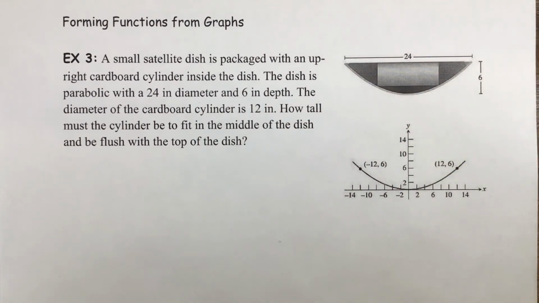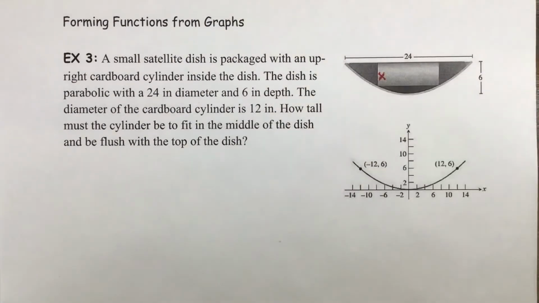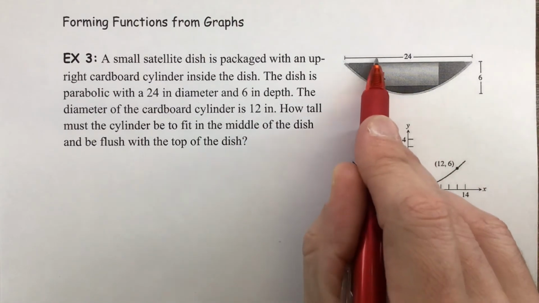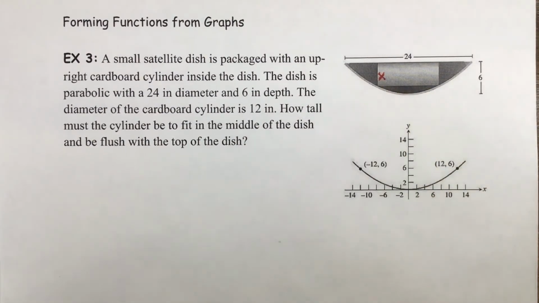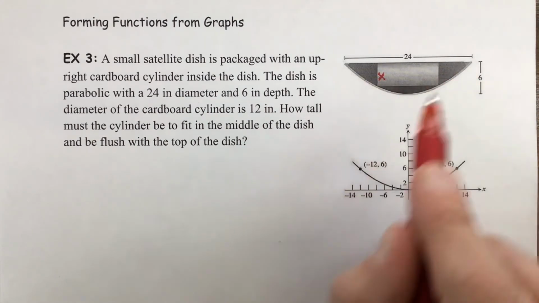The question wants us to figure out how tall the cylinder must be. So the height of the cylinder, that'll be this part here. That's the height. You've got your base up here, you've got your base right down there, so that would be the height. How tall must the cylinder be so that it is flush with the top of the parabola?